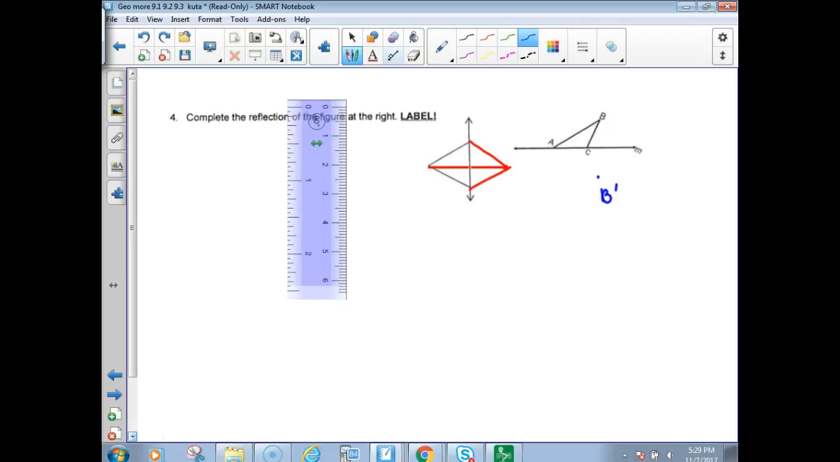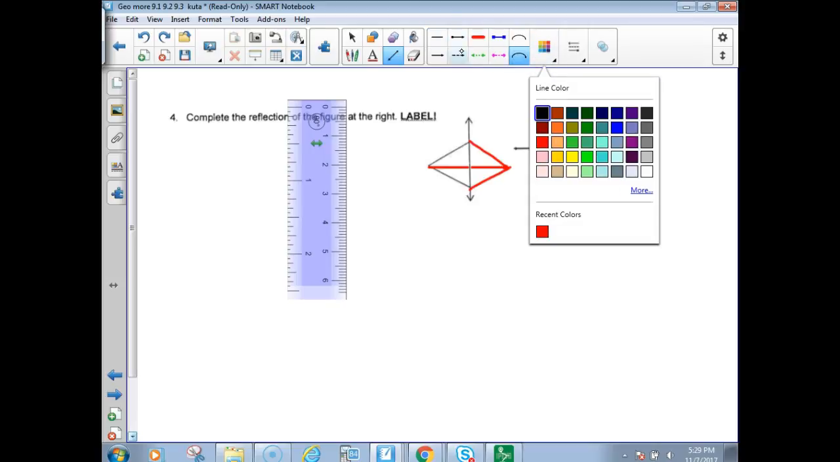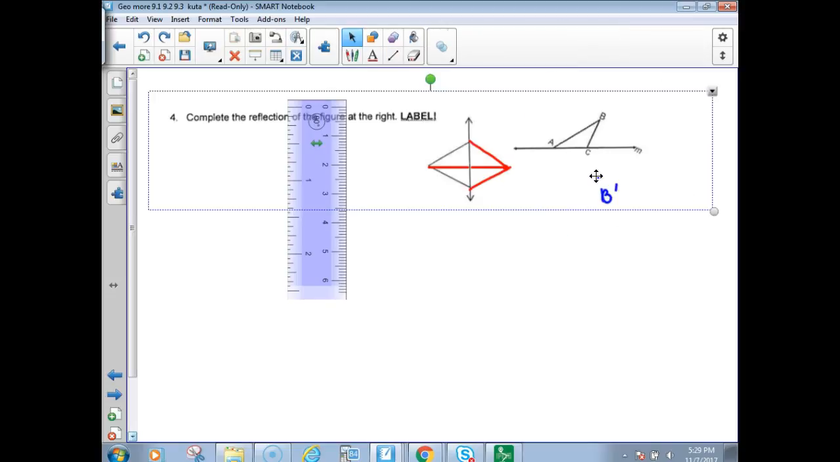And then you just need to take your straight edge and connect. And you're going to need to label the other 2 points as well. Get this out of the way.